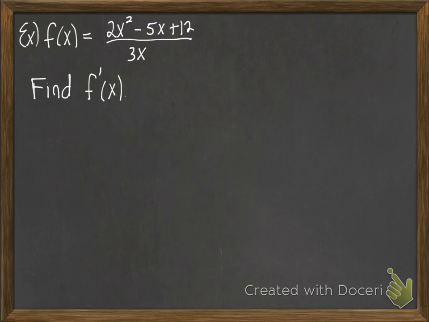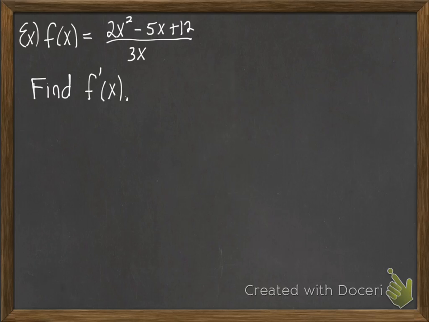Then we're given a function f of x equals 2x squared minus 5x plus 12 over 3x. We want to find f prime of x. Now if you've worked ahead or you're looking back now and you already know the quotient rule, you realize you can do this using the quotient rule. But you really don't want to do it that way.